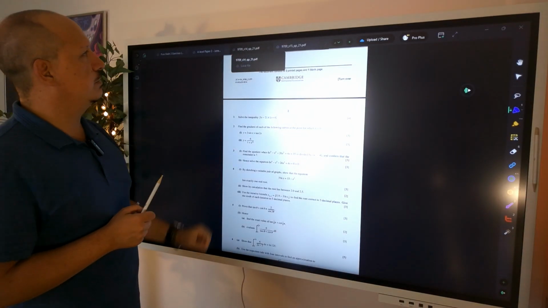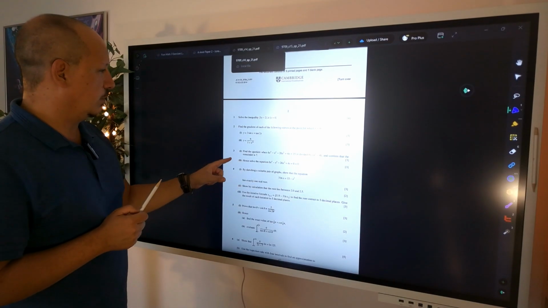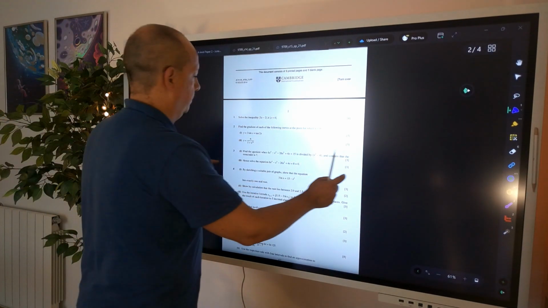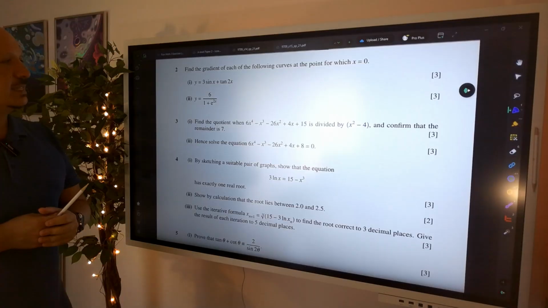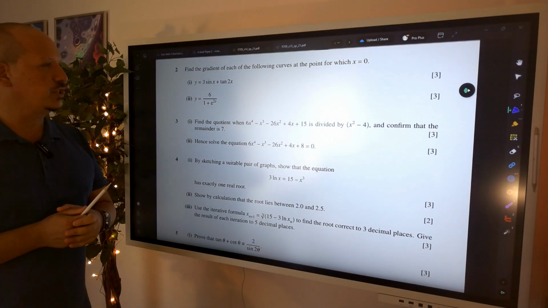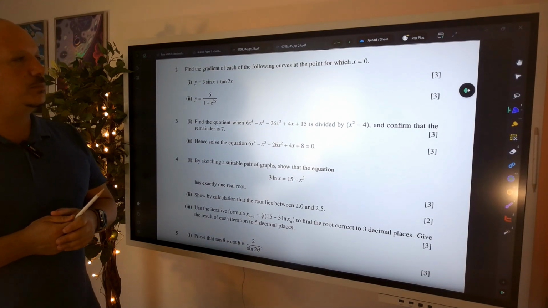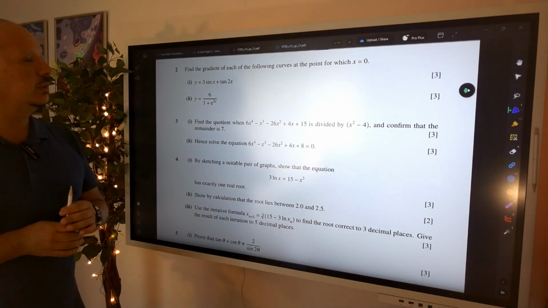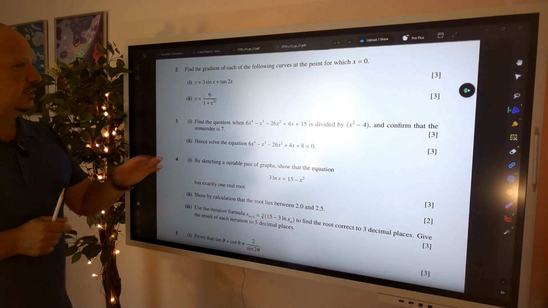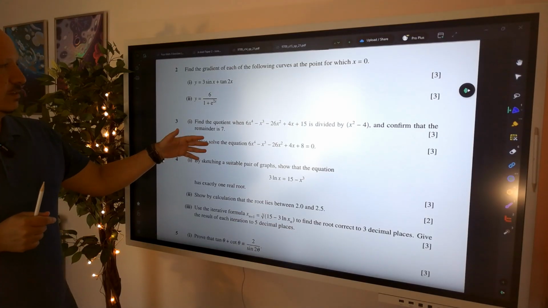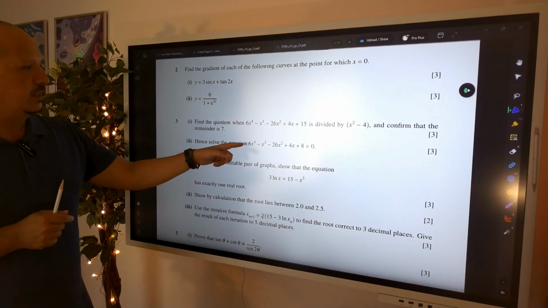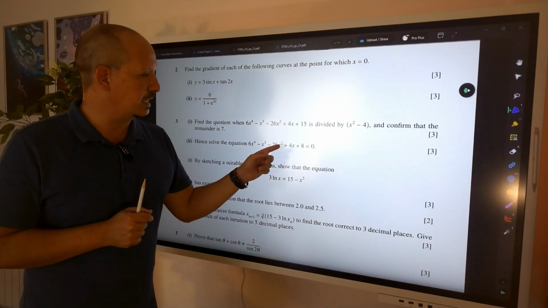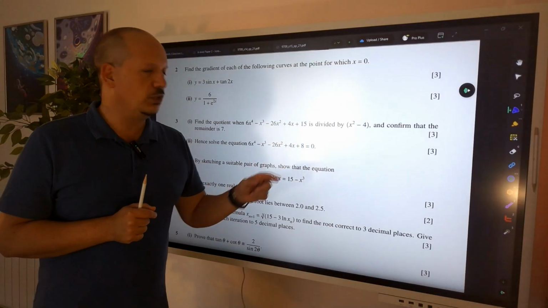This is spring 2014 question paper 21. And the question is this one, question 3 over here. I'll put it bigger. Find the quotient when 6x to the power of 4 minus 6x cubed minus 26x squared plus 4x plus 15 is divided by x squared minus 4 and confirm that the remainder is 7. You then are asked to, hence, with whatever information you get from part 1, solve the equation 6x to the power of 4 minus 6x cubed minus 26x squared plus 4x plus 8 equals 0.